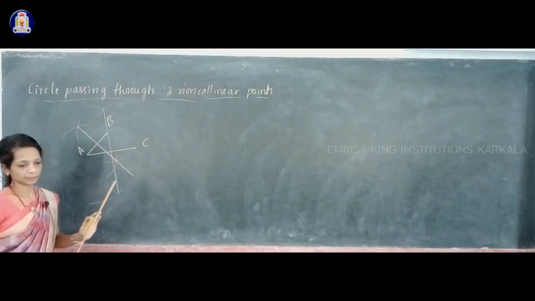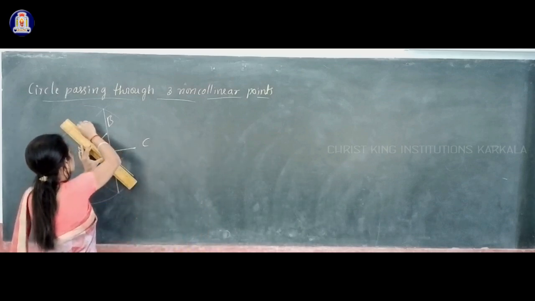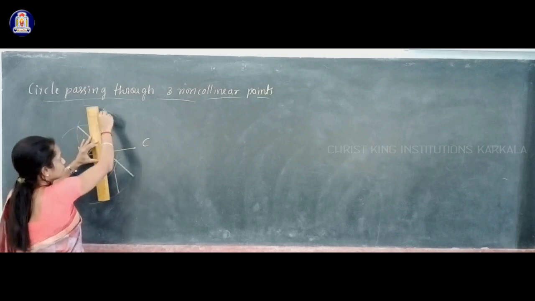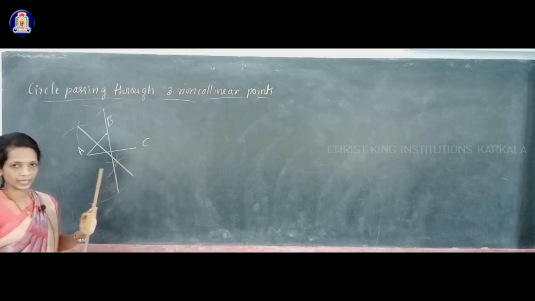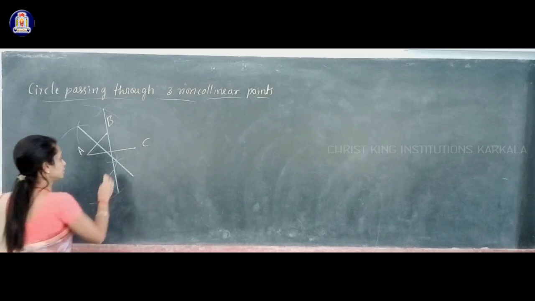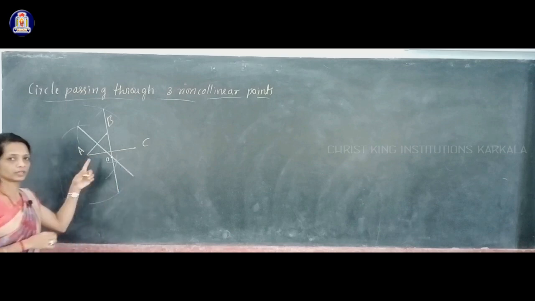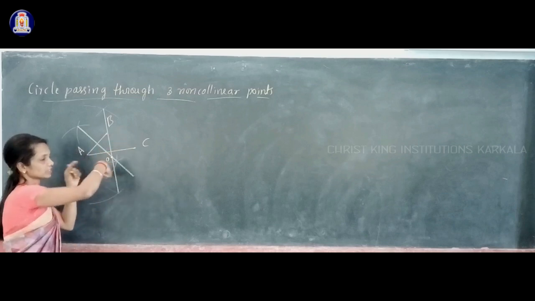Now you see where we have drawn the perpendicular bisectors. This one is the perpendicular bisector of AB, and this one is the perpendicular bisector of the AC line. At which point are those two perpendicular bisectors meeting? That point will be the center for our circle, the circle passing through these three points.